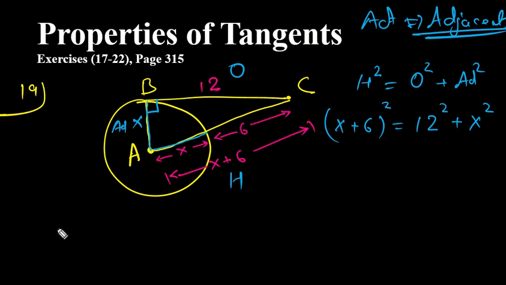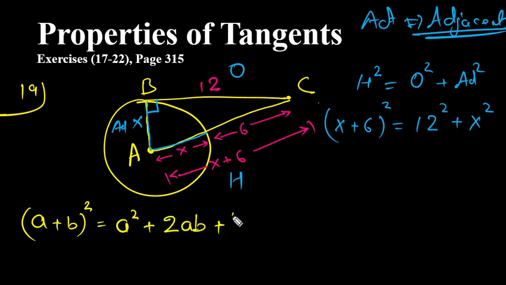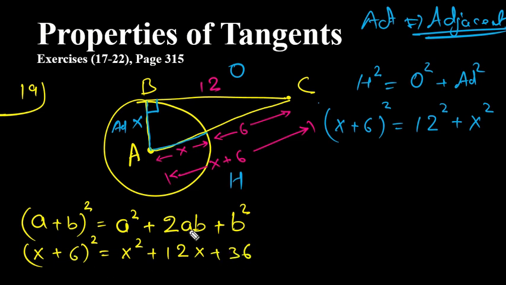Now you expand this. Some of my students know they can directly solve using the calculator. They can write X plus 6 whole square is equal to 12 square plus X square and put it in the calculator, and they will get the X values. But for those who don't know, I'm solving. So a plus b whole square is equal to a square plus 2ab plus b square. In the same case here, a is X and b is 6. So this will give you X square plus 12X plus 36, because 2 multiplied by 6 is 12 and then there is X.